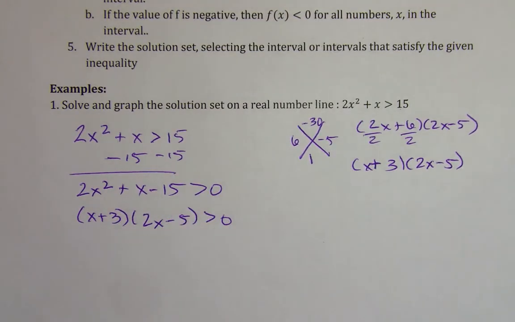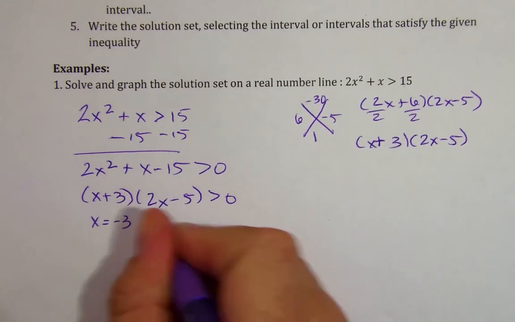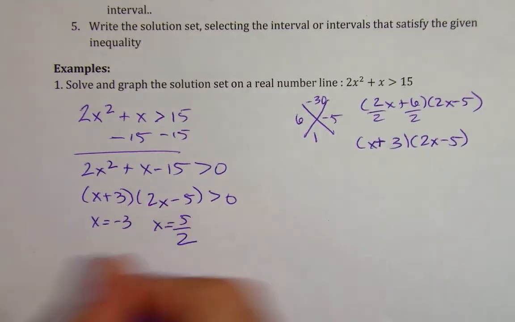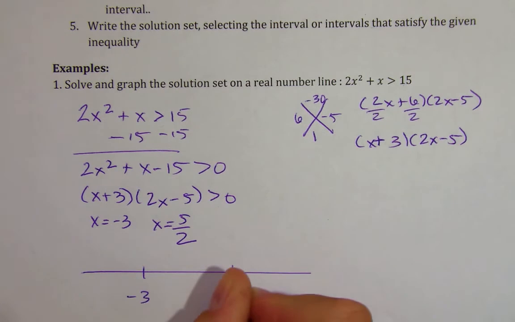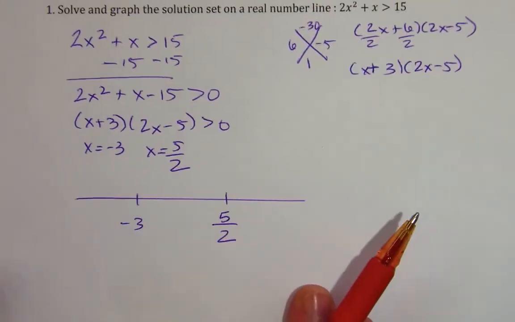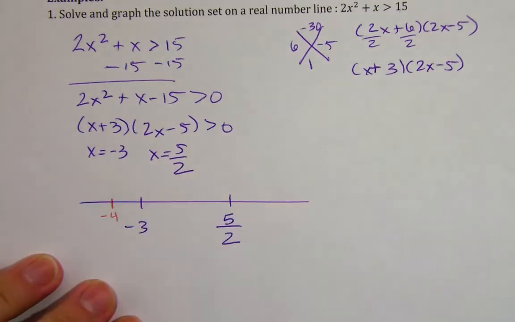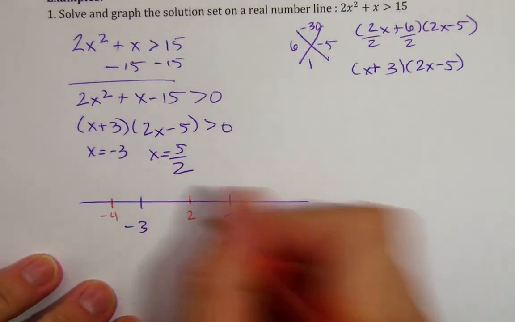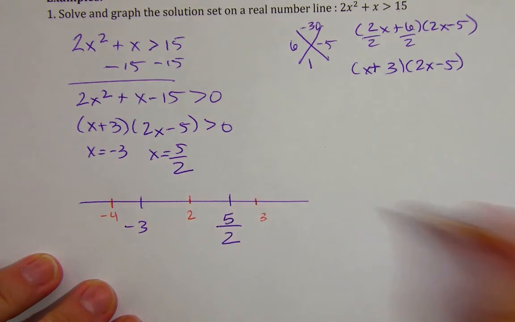These are our boundary points, these points right here. So x equals negative 3 and x equals 5 over 2. So we're going to draw a number line, and we've got negative 3 and 5 over 2. And now we want to choose some test values. So I'm going to choose negative 4, I'm going to choose 0, and then I'm going to choose 3. Those are our test values.